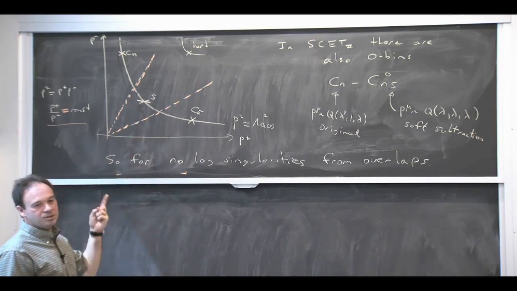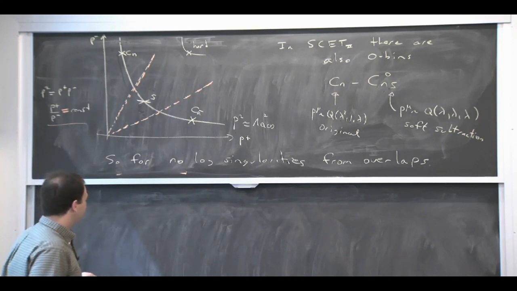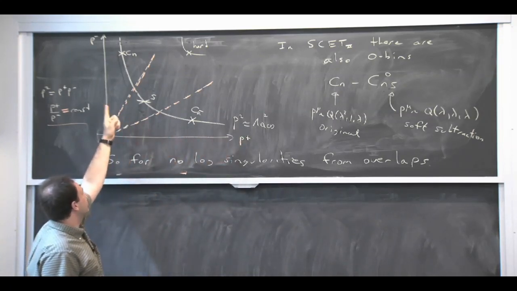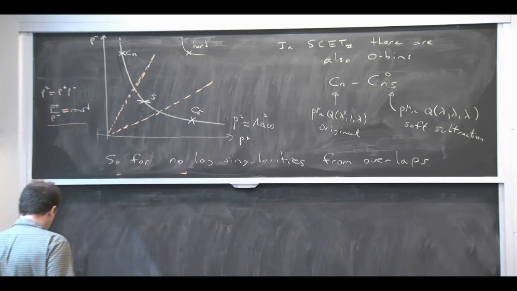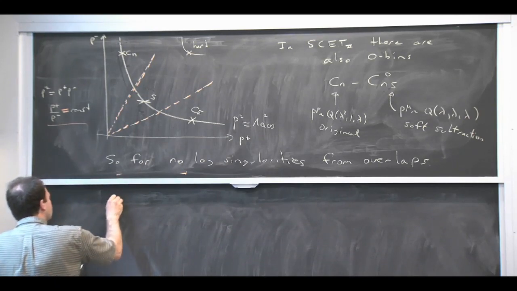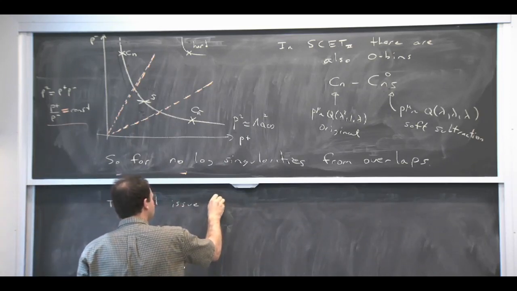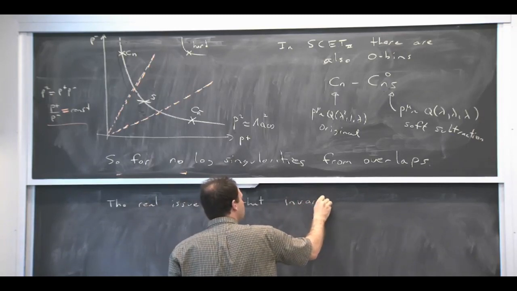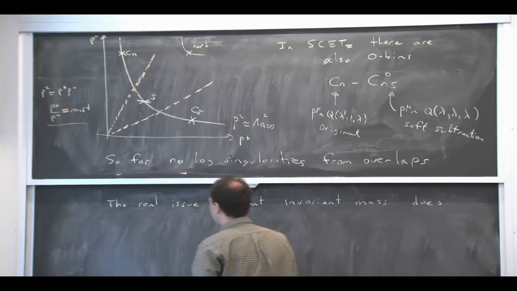And the reason is because dimensional regularization regulates p squared. Remember, it's a Lorentz invariant regulator. So it's regulating Lorentz invariant things like p squared, not something like the rapidity, which is this p plus over p minus, that you would need to distinguish these modes. Invariant mass does not distinguish the low energy modes.